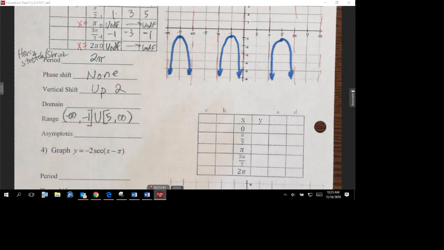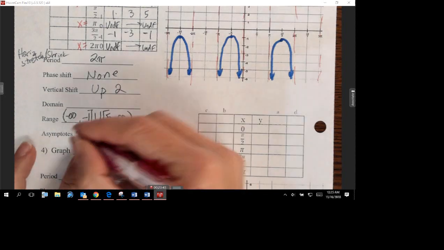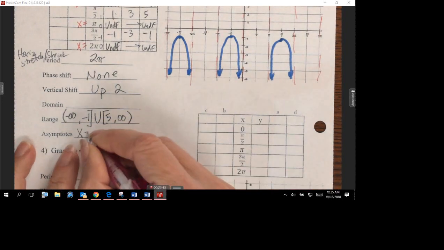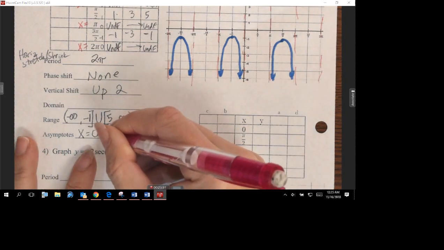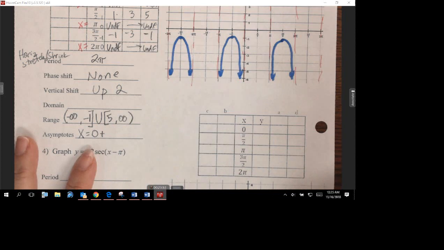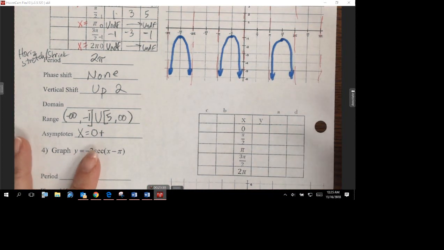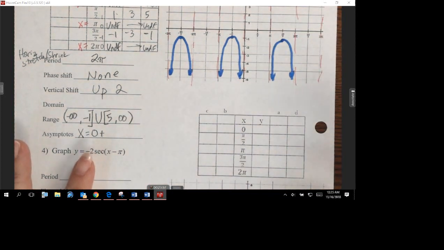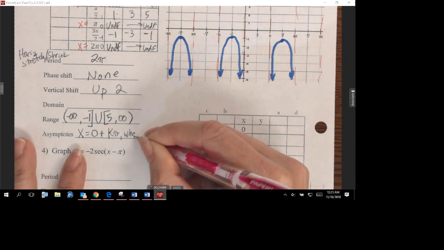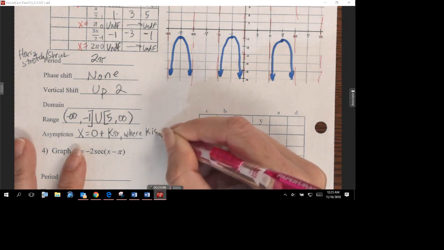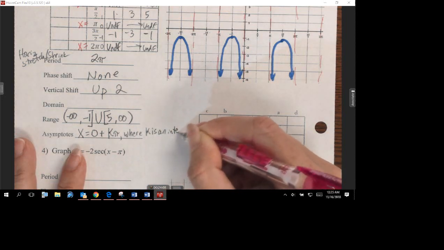Let's do the asymptotes because I've already showed you how to do those. It's going to be x equals, and then what's the lowest non-negative? 0. So you don't have to write 0 plus. I'm doing it for notes right now, but you don't have to write 0 plus. And then what are we adding each time to get a new k pi? And then you have to say where k is an integer.